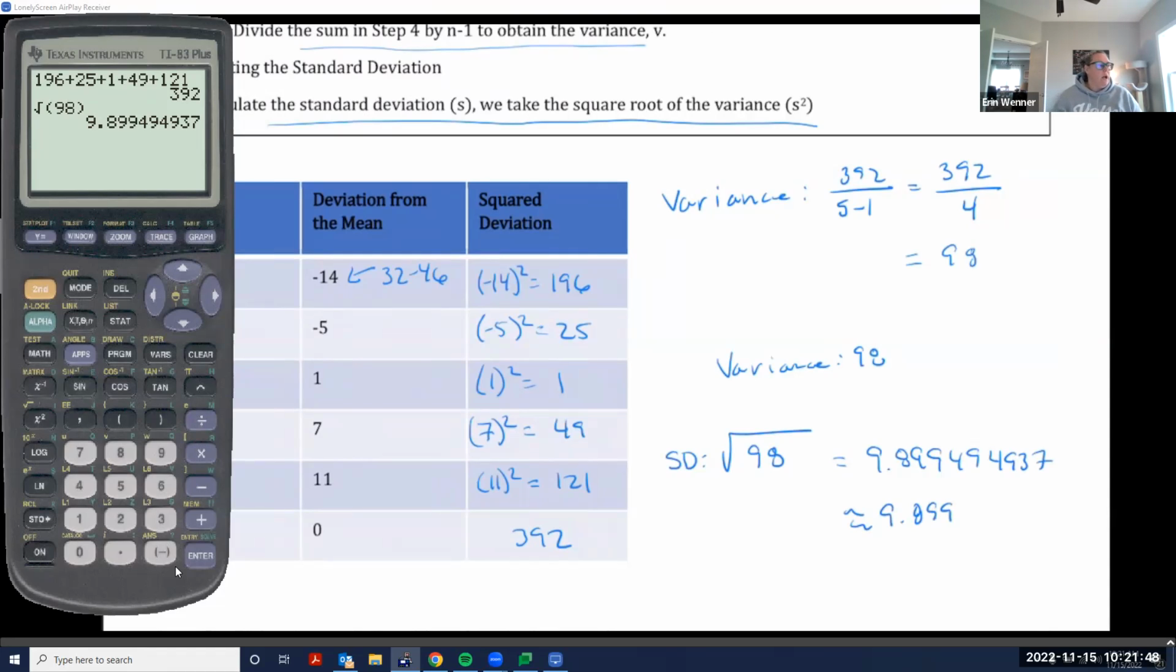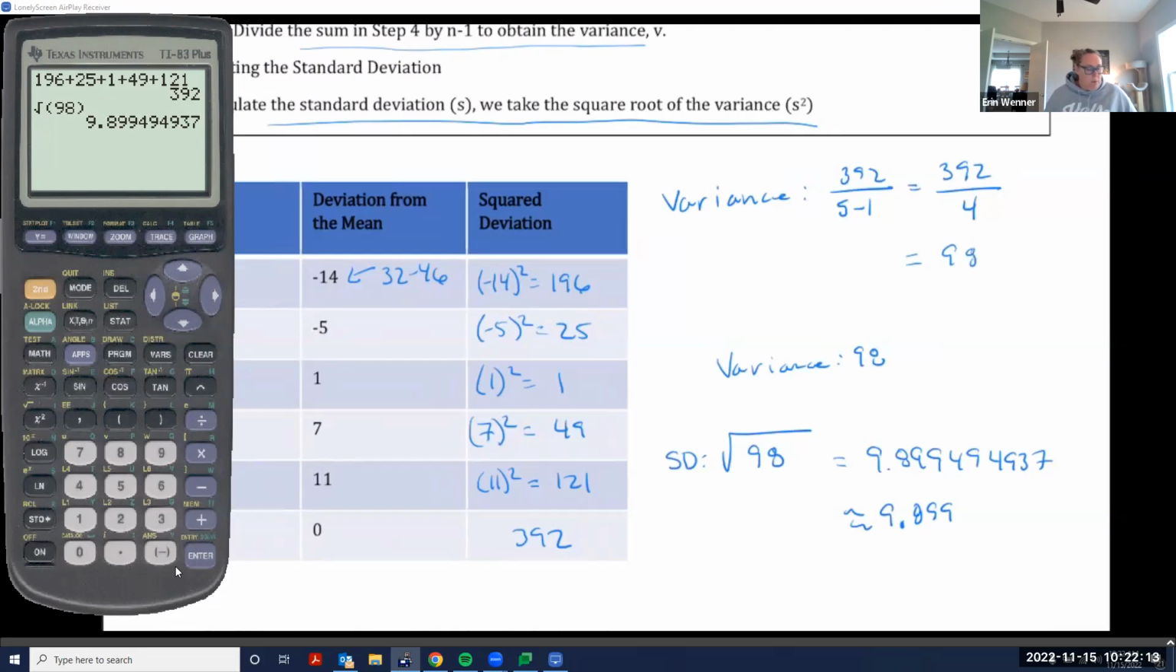The reason why I am keeping so many decimal places right now is because if I rounded to the nearest tenth, that's 9.9. If I rounded to the nearest hundredth, it's going to be 9.90. So again, I'm just showing what our standard deviation is. Typically, they'll have you round to either 1 or 2 decimal places, the nearest tenth or nearest hundredth.